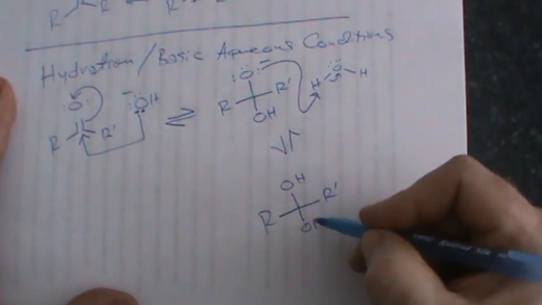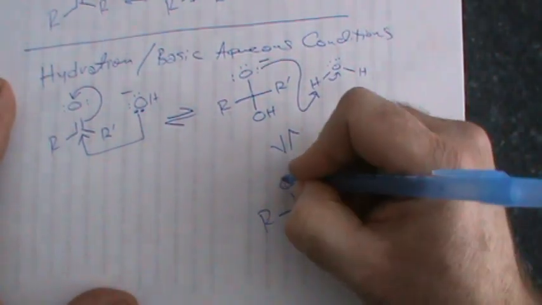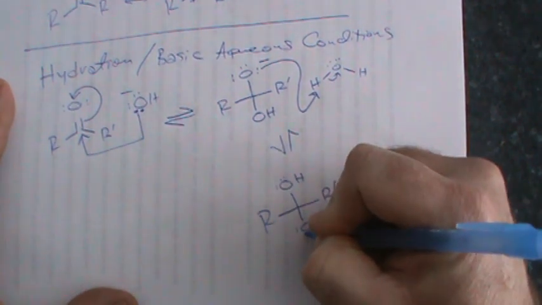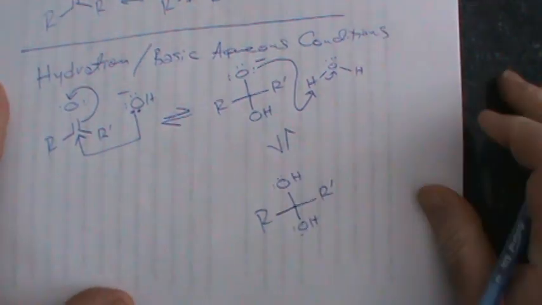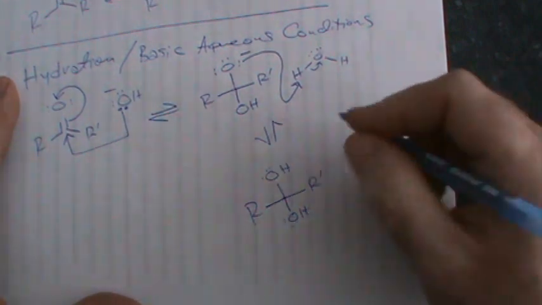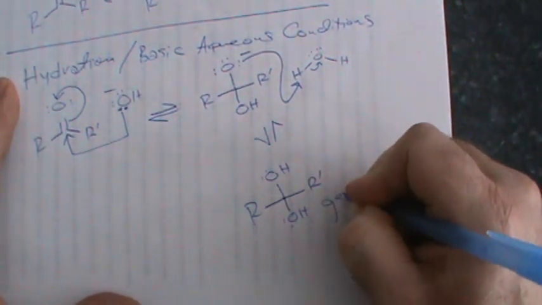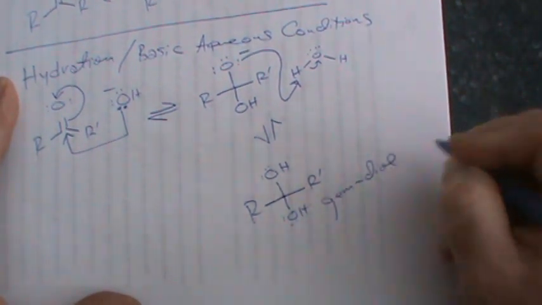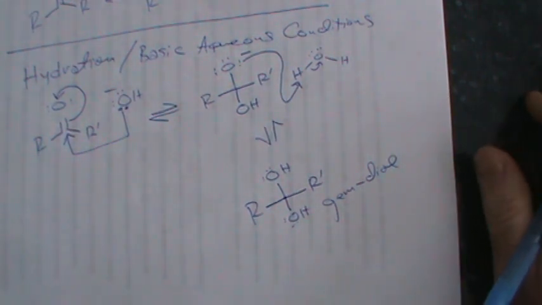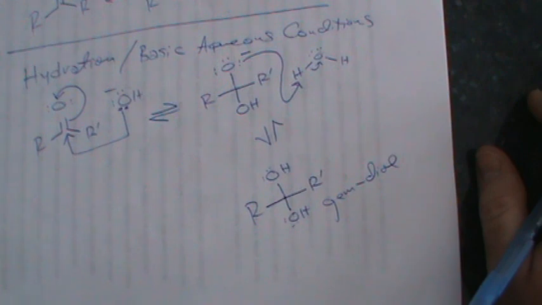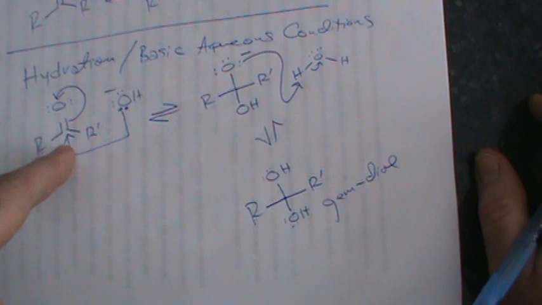Gem or geminal is similar to Gemini. Both alcohol groups are attached to the same carbon, hence the gem of geminal, gem diol. Now what we discussed in class last time is that this hydration product is not a particularly useful product, at least not from a synthetic perspective, because these equilibria favor reactant.